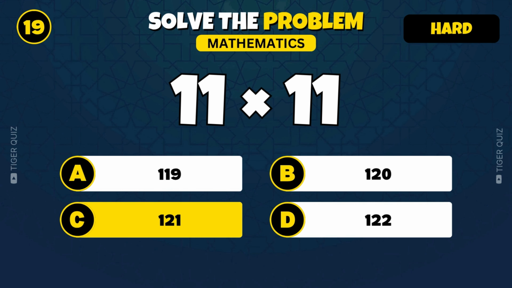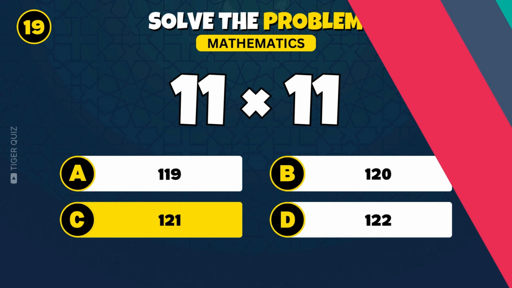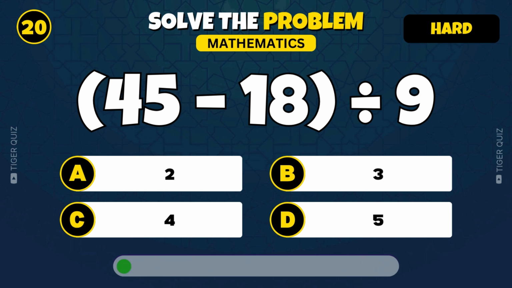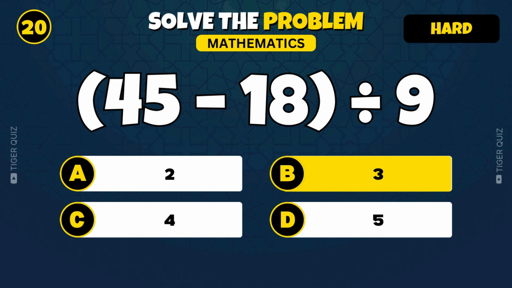That's right. The answer is 121. What do you get when 45 minus 18 is divided by 9? Perfect. The answer is 3.